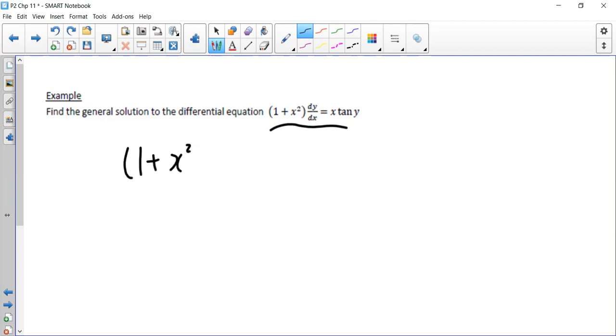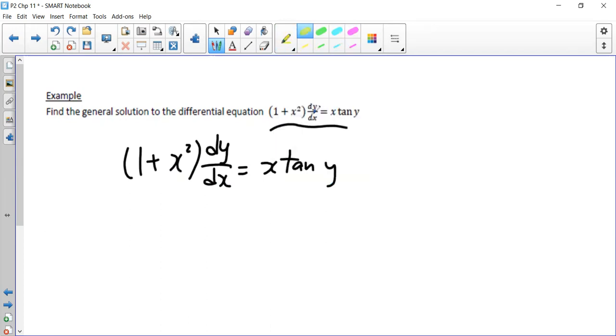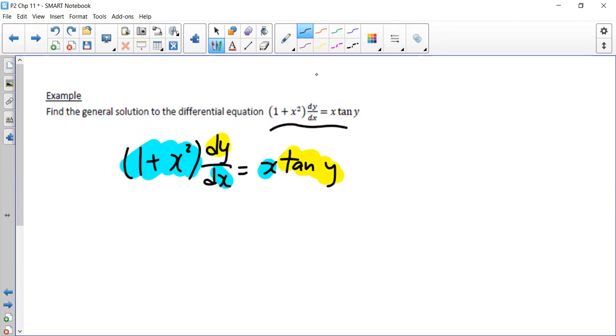So I'll just rewrite the question in here just to show you. Now I'm going to use a highlighter to highlight things that should appear on the left side and things that should appear on the right side. So dy will keep on the left side, so y on the left side. Therefore, 10y will follow on the left side. The rest of them, x on the right, dx on the right, and 1 plus x squared on the right as well. You might ask, why 1? Because the 1 plus x squared is together in the bracket.